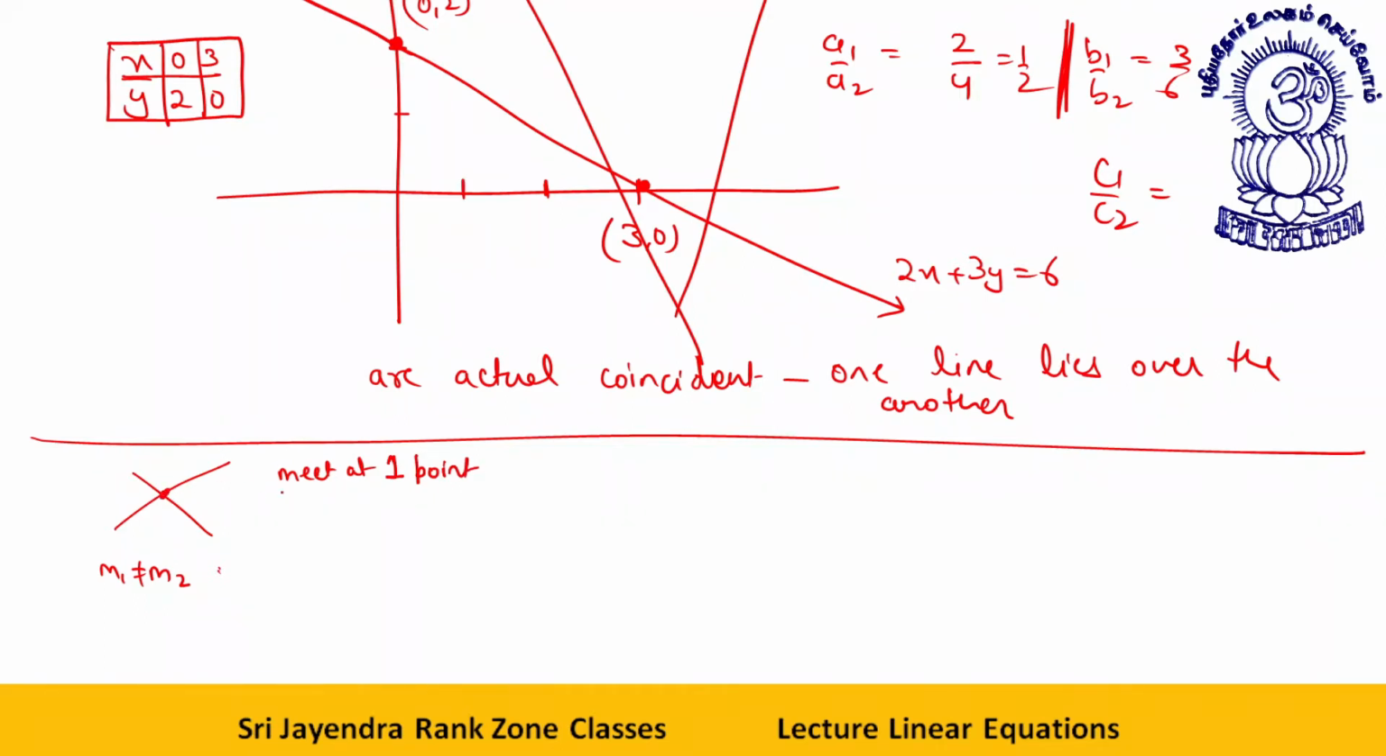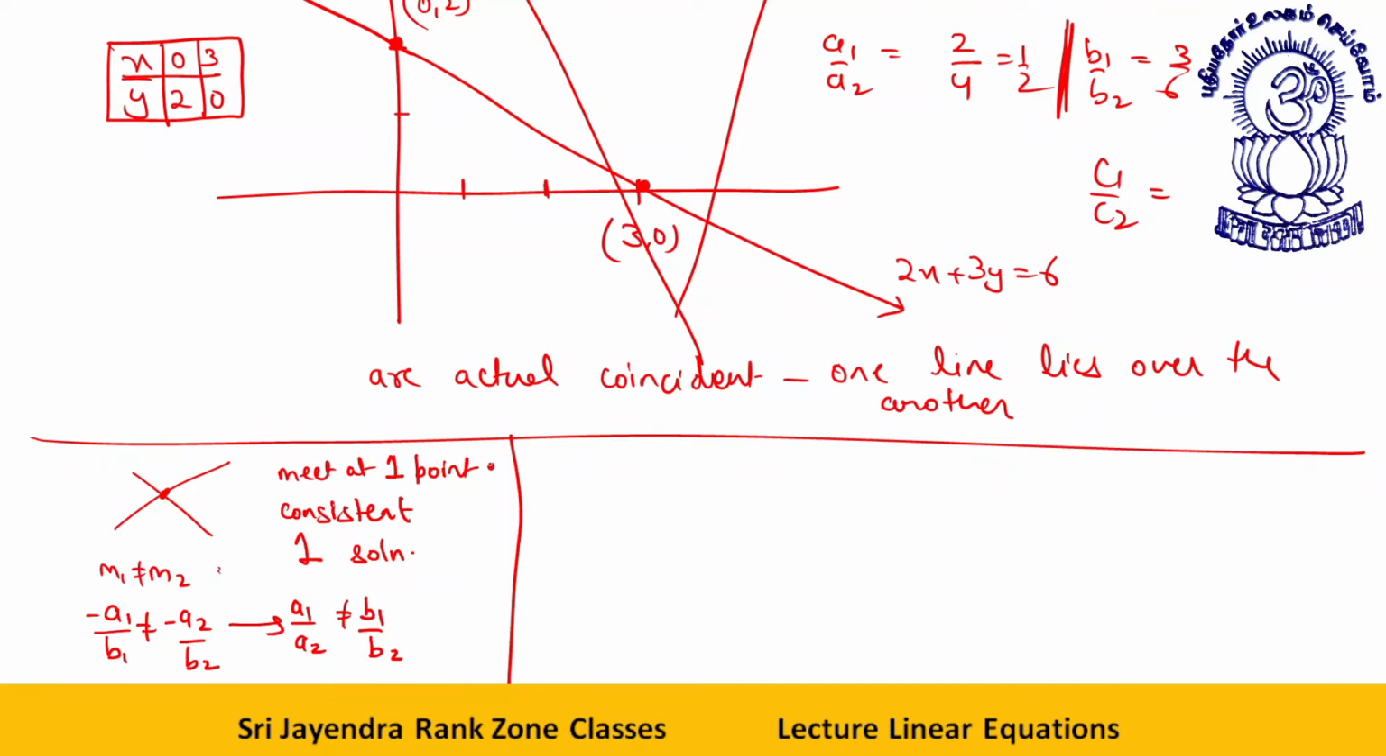Whenever two lines meet anywhere, we call it consistent. They meet at one point. This is called one solution. One solution is what? m1 not equal to m2, or -a1/b1 not equal to -a2/b2, or I can say a1/a2 not equal to b1/b2. This is the main thing.